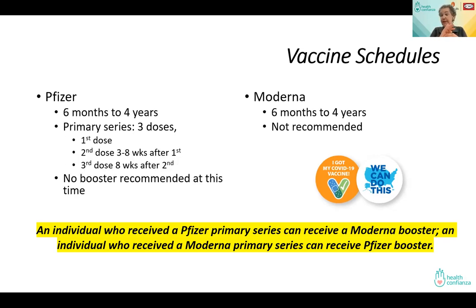And then 6 months to 4 years. Again, it's evolving. We're understanding it better. So it's now available for the youngest. Now, this schedule is a bit different for 6 months to 4 years. Primary series is actually 3 doses. Remember, the other age groups were 2 doses. This is 3 doses. First dose, second dose, and then third dose. And this is the weeks apart the second and the third should be given. At this time, there is no booster recommended for this age group. Next slide, please.